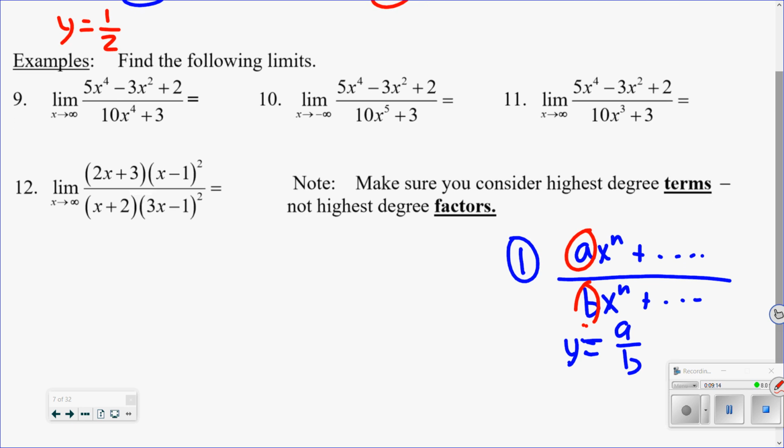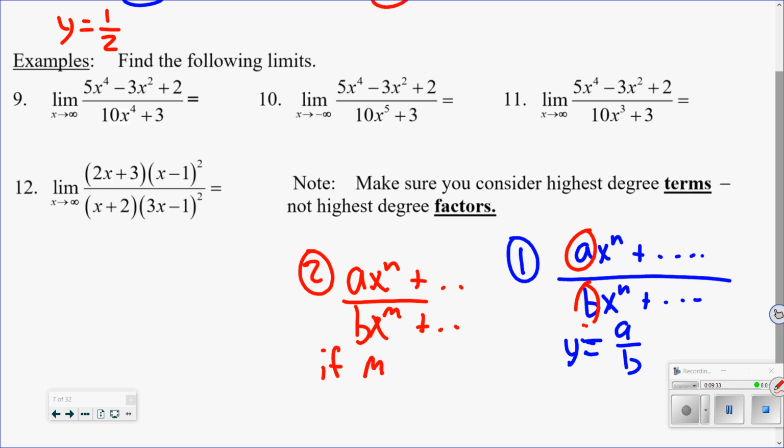This is kind of out of order. I'm going to come over here. This is number 2. Okay, so if I have ax to the n over bx to the m, it doesn't really matter what comes after that. If m is greater than n, then the horizontal asymptote is at y equals 0.